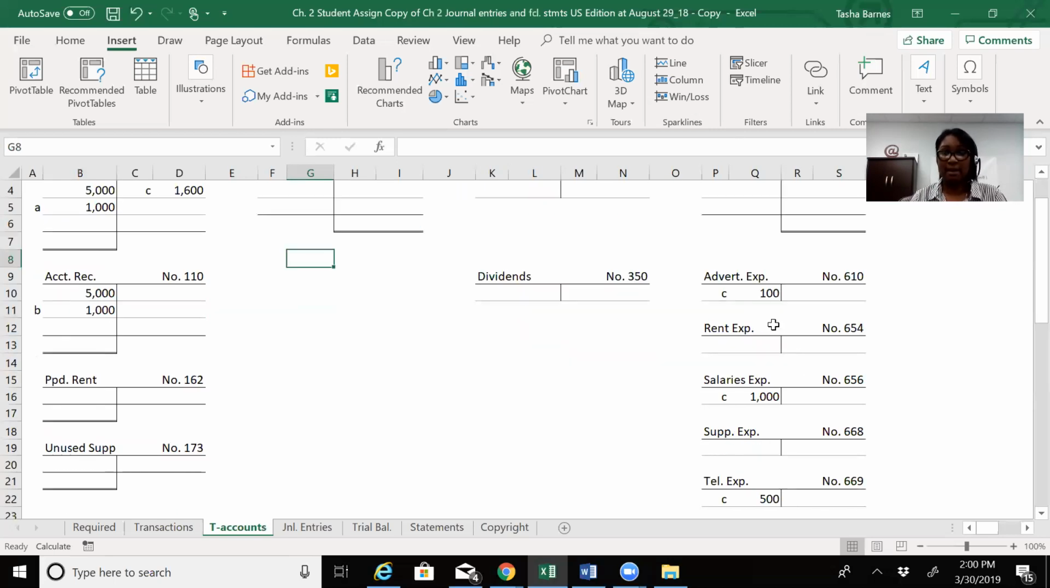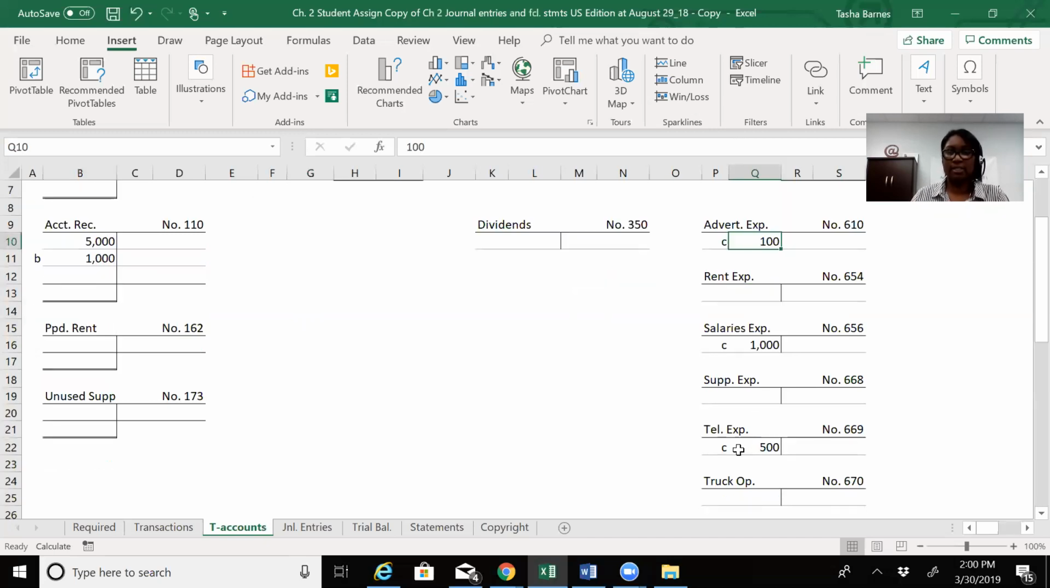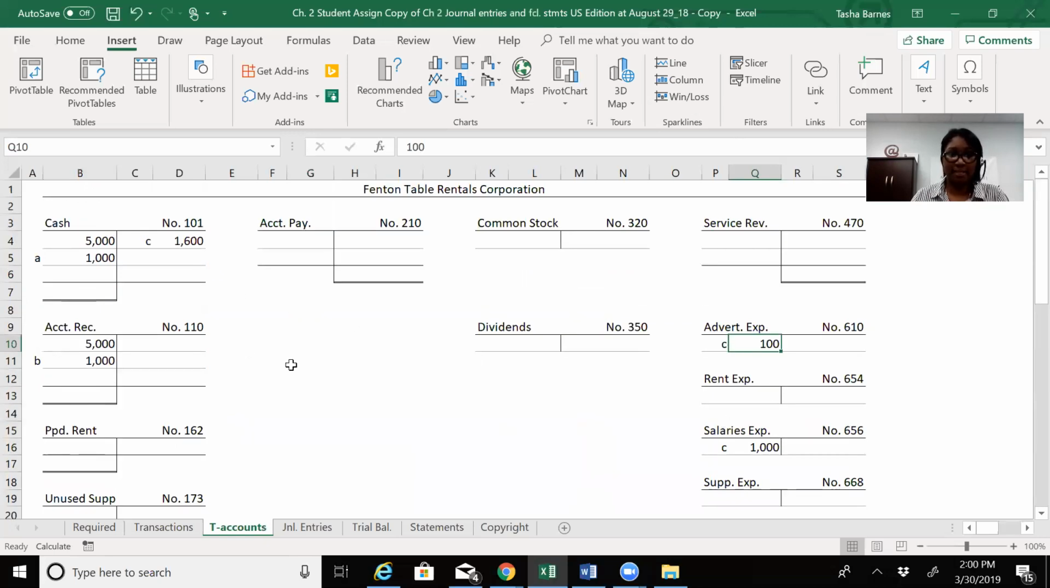So expenses have a normal debit balance. So we have advertising expense for $100. We debit that account and we put the C over here because it's number C. Salaries have a normal debit account because it's an expense. So you debit it for $1,000. And then telephone expense has a normal debit because it's an expense. Expenses have normal debit balances. So you debit it for $500. So that is taking care of A, B, and C.